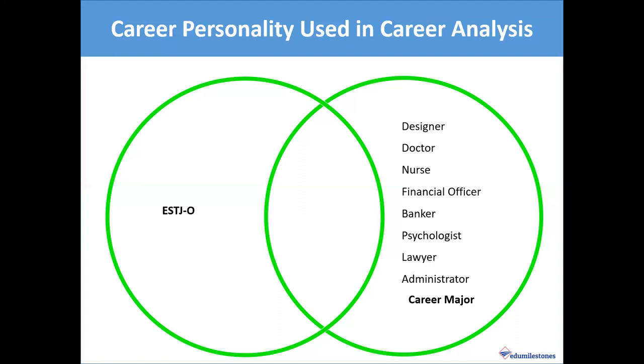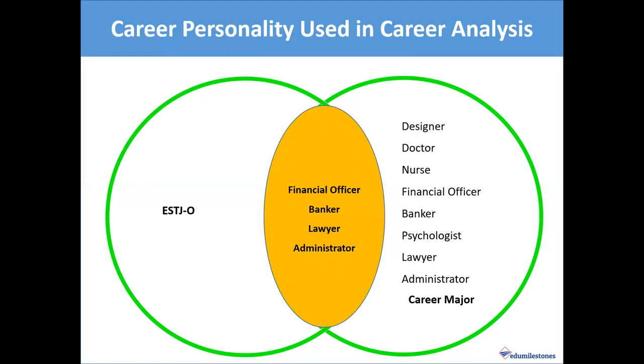So here are your right answers. Financial officer, banker, and lawyer are correct. But you missed the administrator. In every case, it's an administration. Bankers and financial officer do a financial administration. Lawyer does a legal administration.